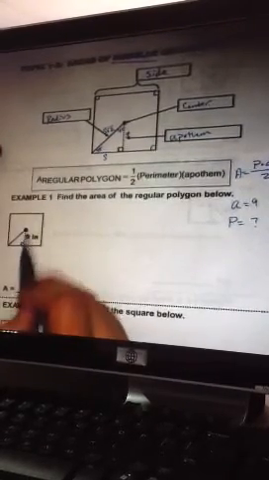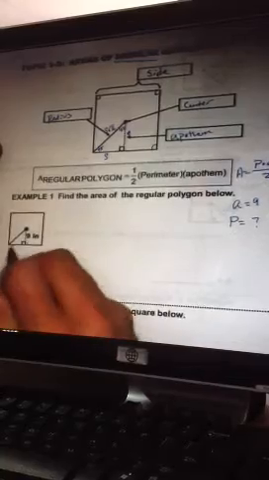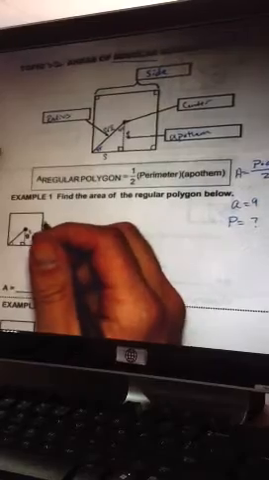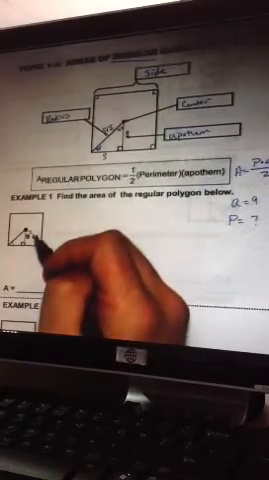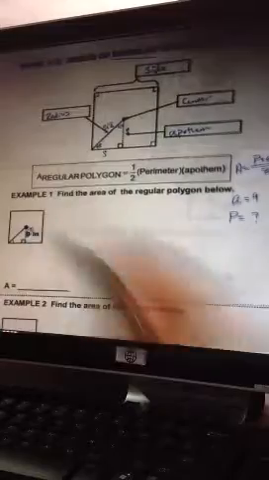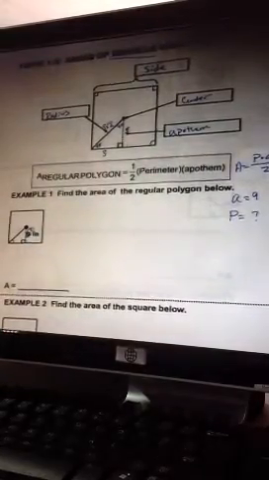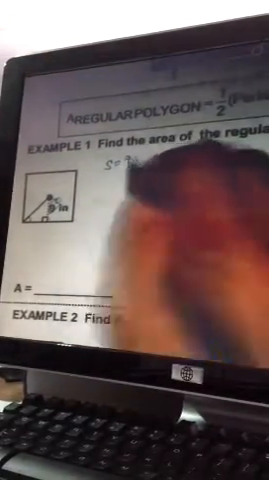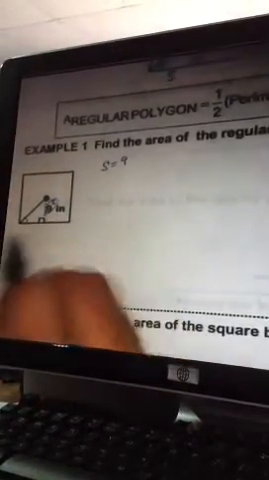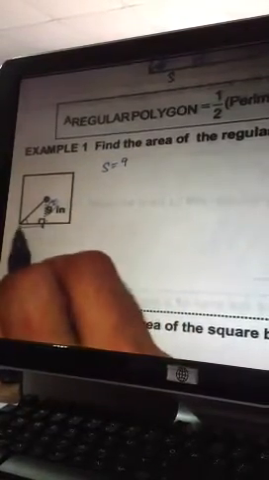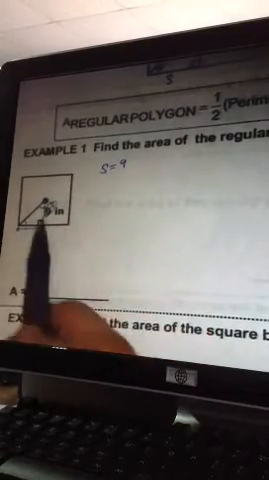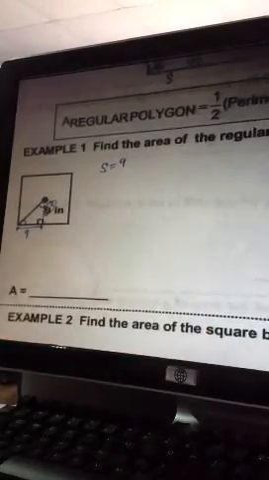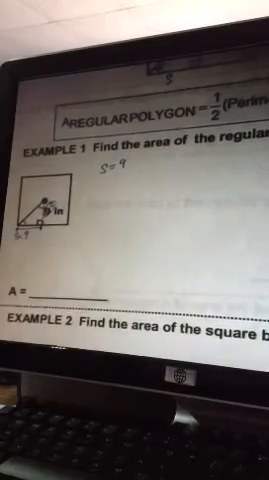Using this information and the fact that it's a 45, 45, 90, opposite of 45 is S. And that tells us right now that S is what? 9. Let me zoom in on that a little bit. So that's telling us that S equals 9. So now this portion here to the midpoint, that's opposite of this 45 degree angle, has to be 9 also, because opposite of 45 is S, and S is 9.